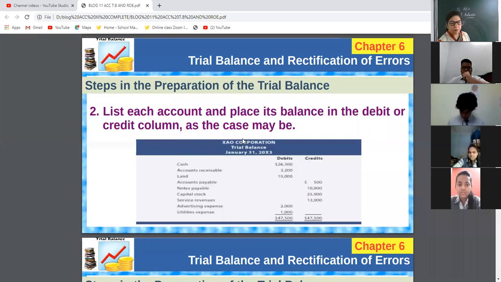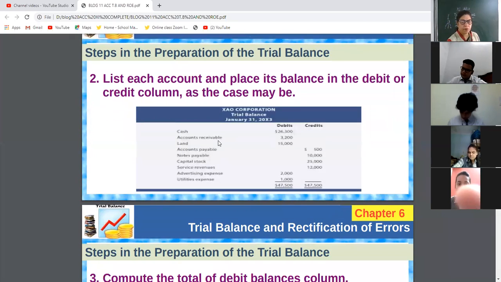Now, second step, list each account and place its balance in the debit or credit column as the case may be. Like all assets have debit balance, all liabilities have credit balance, all expenditures have debit balance, all income and gains have credit balance.